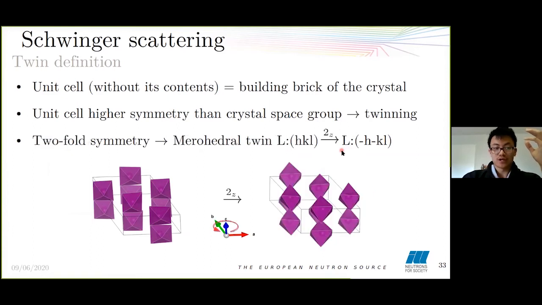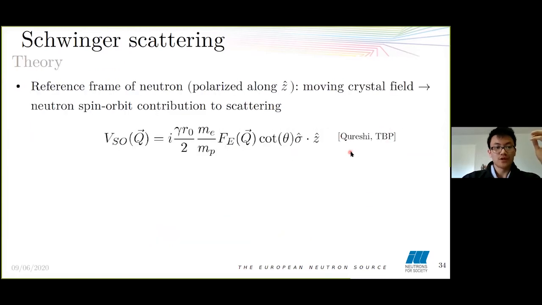Also, we can have a 2-fold symmetry twin. In this case, the unit cell is rotated along the z-axis by a 2-fold symmetry, and the structural chirality is not changed. In order to detect these structural twins, we need Schwinger scattering. So I will explain how this works.